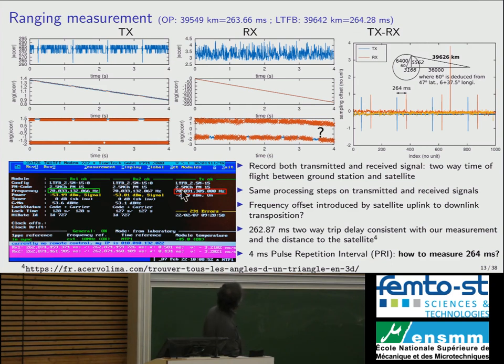And from the screenshot that was provided by Eric, we actually find here that the two-way time of flight is 262 milliseconds. Remember, that's 264 plus or minus 2, the uncertainty of the PRI. So that matches what the SATRE modem is detecting.